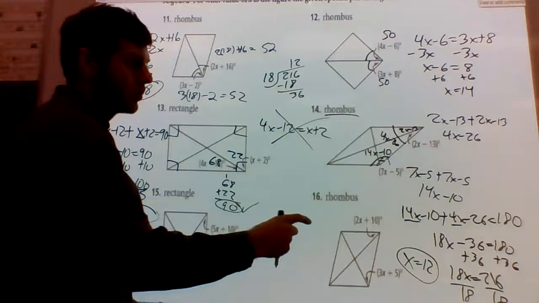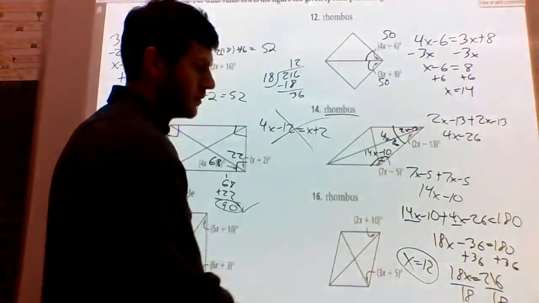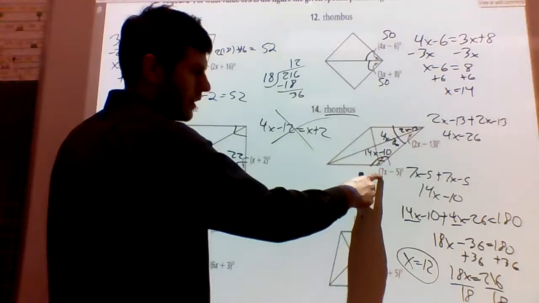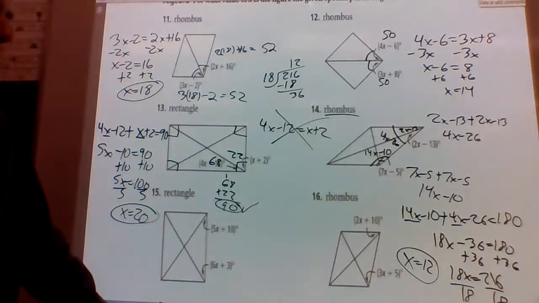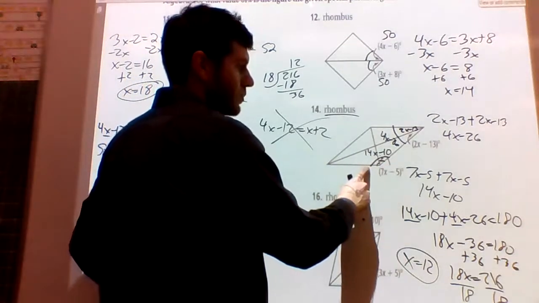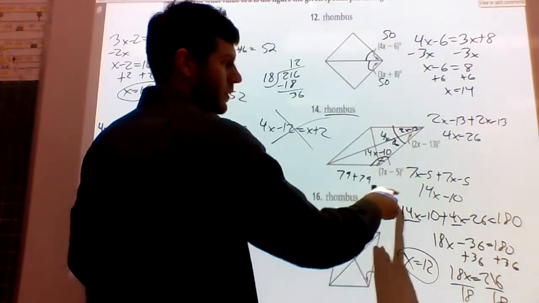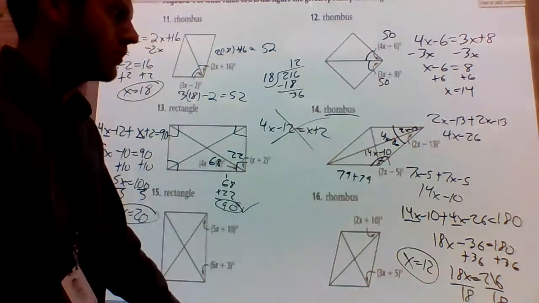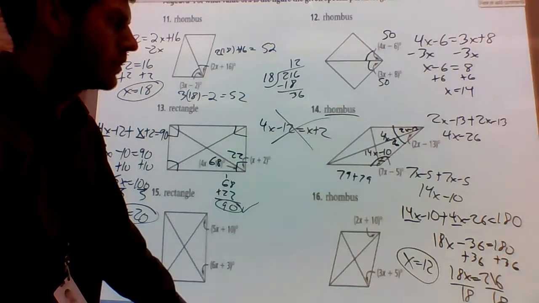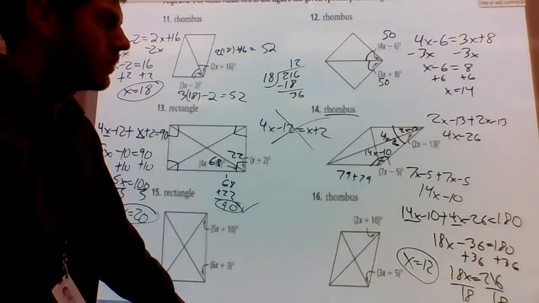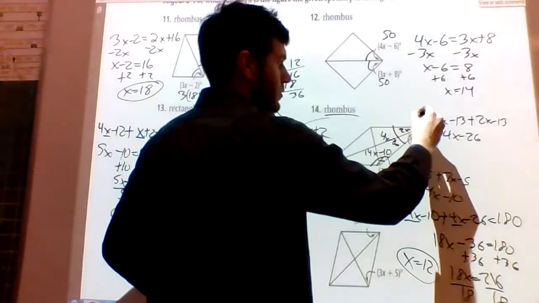Okay, we substitute in to make sure it works. So let's sub it back into the original. So 7 times 12 is going to be 84, right? 84 minus 5 is 79. So if that's 79, this is also 79. So we have 79 plus 79. And then here we have 2 times 12 is 24. 24 minus 13 is 9. So this one's also 9.